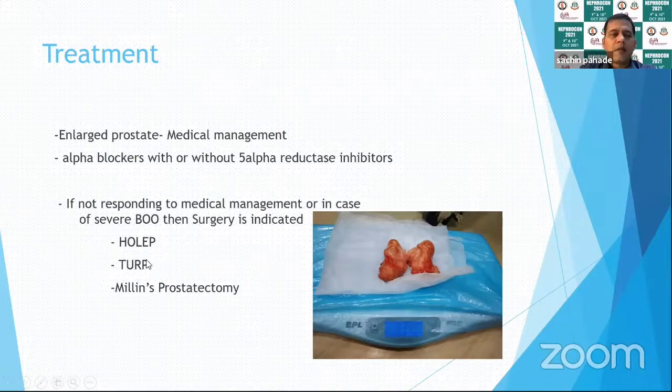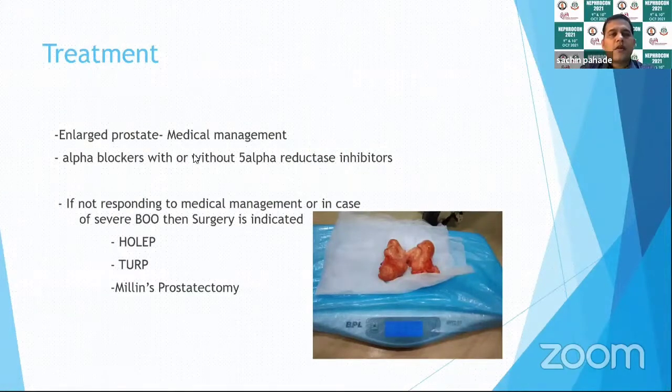In today's world, majority of the time we are doing holmium laser enucleation of the prostate. TURP is again a gold standard for enlarged prostate. Millin's prostatectomy would be for prostates which are more than 100 grams, or in cases where the facility of HOLEP is not available. You can see this. I have removed this enlarged prostate of 340 grams. This was a huge prostate where the facility for laser was not available, and we have used this modality to relieve the obstruction of the patient.